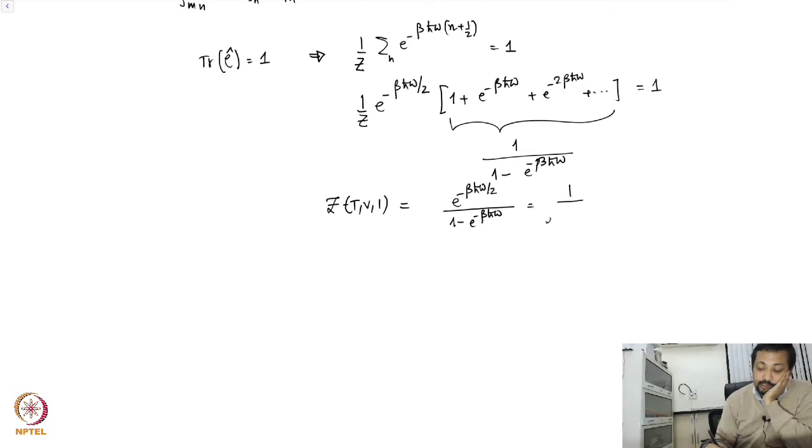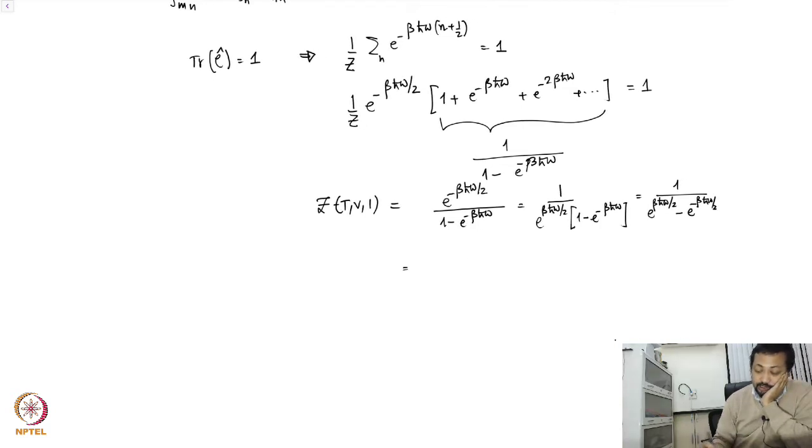You can write this as e to the power beta h bar omega by 2 times 1 minus e to the power minus beta h bar omega, which gives you 1 over e to the power beta h bar omega by 2 minus e to the power minus beta h bar omega by 2. And you can immediately see that this has the form e to the power x minus e to the power minus x, which is nothing but the sine hyperbolic function. So you have the answer: 1 over twice sine hyperbolic of beta h bar omega over 2.